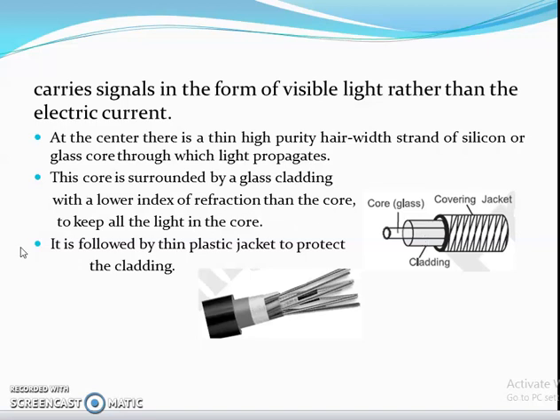So this cladding is again covered with a plastic jacket so that it does not suffer the impact of physical damage or the environmental conditions. So the three important parts are this core to carry the light pulses, then the cladding, and then the jacket. And these optical fiber cables are like a hair.